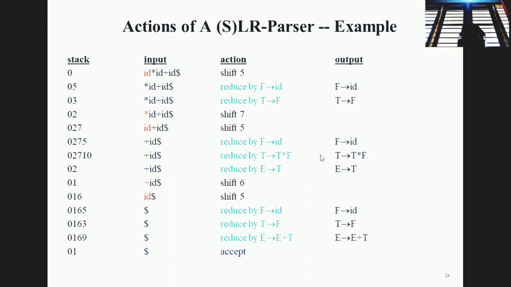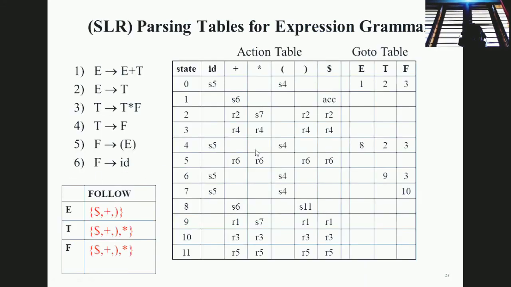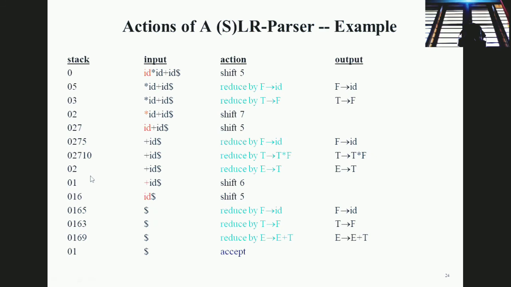0, 2. At the same time, we produce the output as T tends to T star F. Now my top of stack is 2 and my input symbol is plus. Then I must look at the action part of the table, 2 on plus. What is 2 on plus? That is reduce to 2. Reduce to 2 is nothing but E tends to T. So I must produce the output as E tends to T.